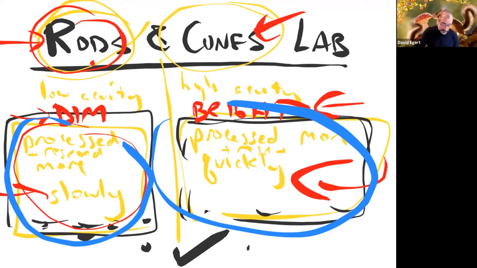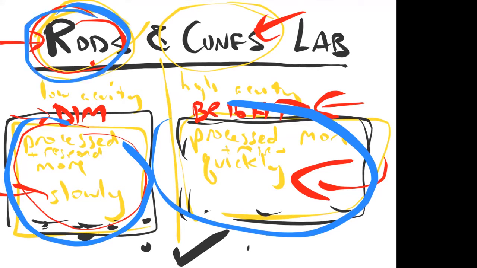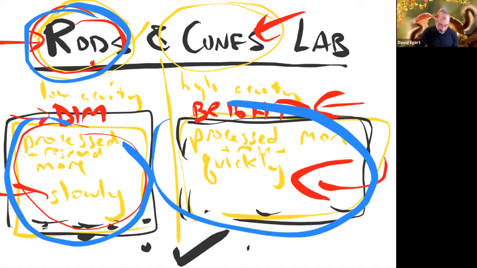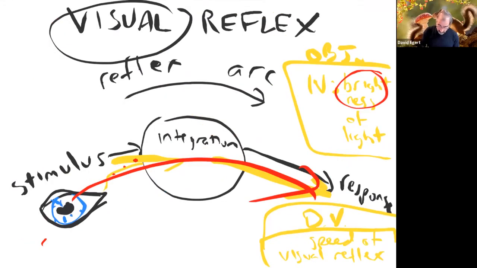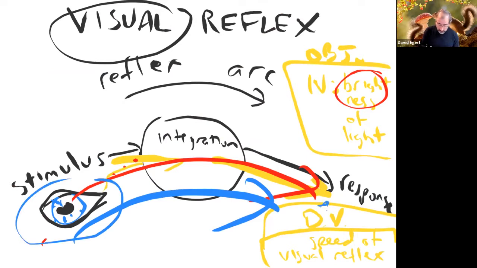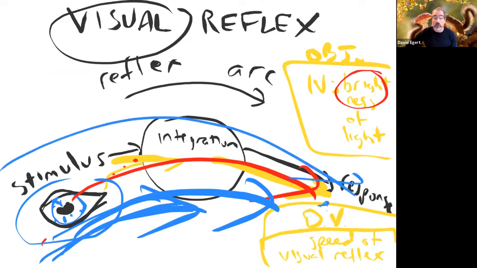Rods. And rods are processed slower. So if we're going to look at the overall speed of stimulus to response, if it takes longer for just this to happen here, it's going to take longer for the whole thing from start to end. Does that make sense? Because this is what I'm laying out right now, kind of the objective.